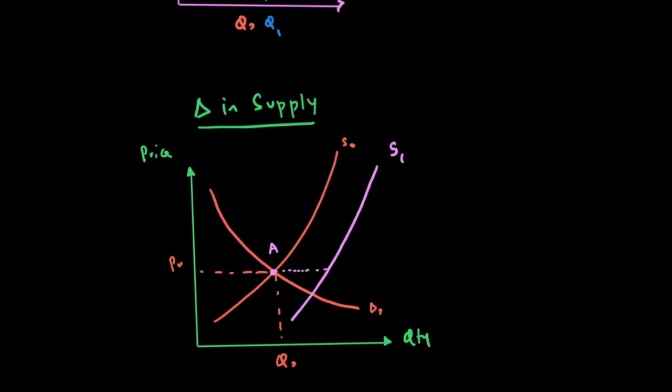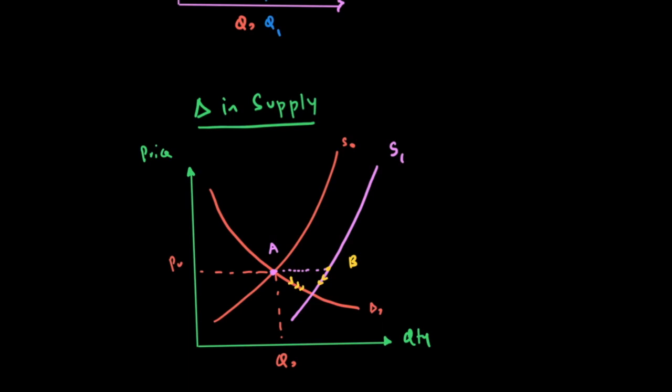And the answer is no, because at P0, quantity supplied is here, while quantity demanded is here, which means quantity supplied is more than quantity demanded now, which means there is a surplus, and in a surplus, there will be a downward pressure on price. So there will be a downward pressure on price because now more supply has taken place and there isn't enough demand, so the prices will have to go down.